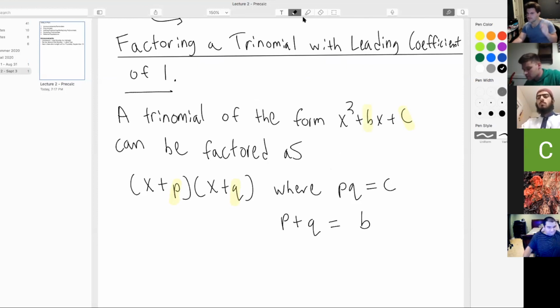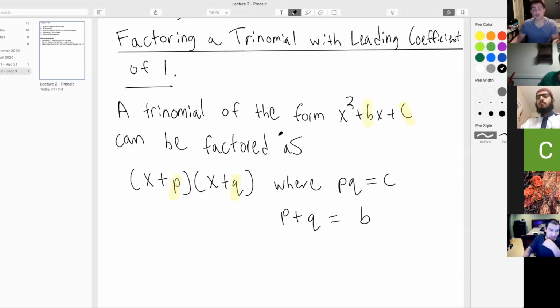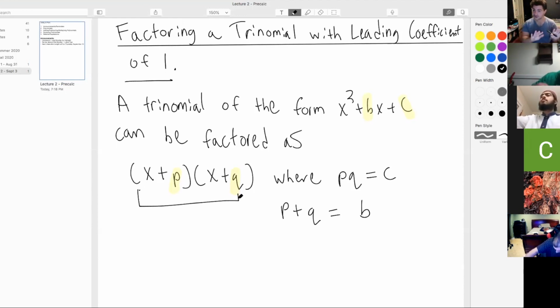Maybe this seems familiar, but if not, this is how you do it. You factor it as such. You need to find 2 numbers, p and q, that add to b and multiply to c, and then you can factor it as such. We're going to do some examples. This is abstract right now, very general. We'll do some concrete examples now.